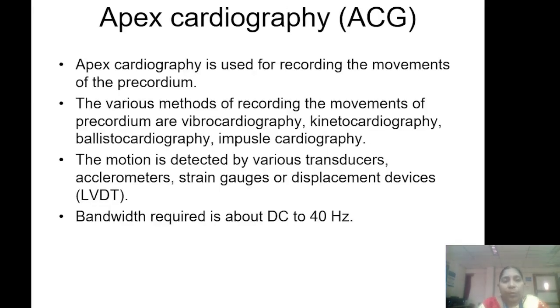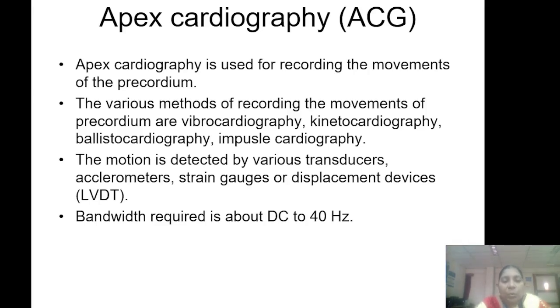Then we have apex cardiography. Apex cardiography is nothing but recording the movement of the precardium. We have different methods for recording the movement of the precardium: vibrocardiography, kinetocardiography, ballistocardiography, and impulse cardiography. Vibrocardiography records the vibrational movements, kinetocardiography the kinetic movements. So we can record the movement of the precardium in different ways using different methods.